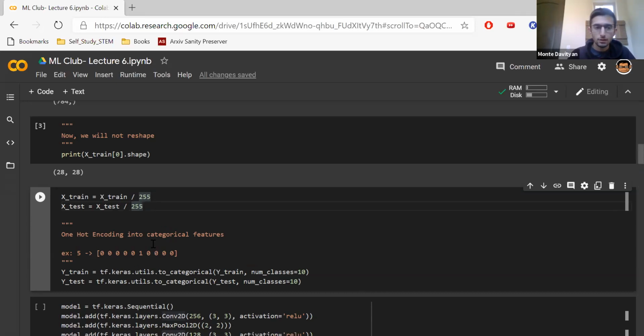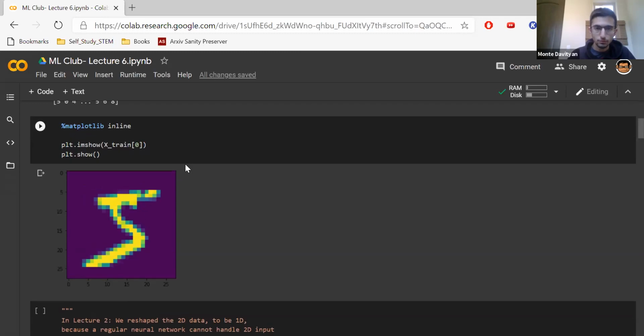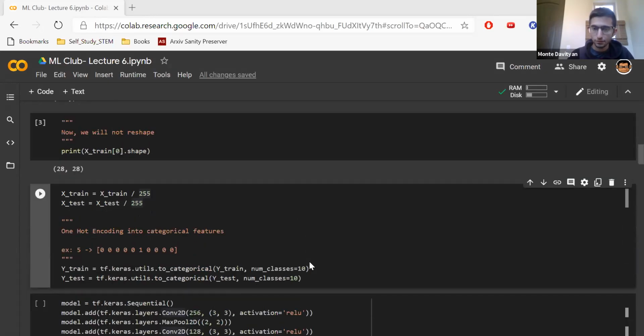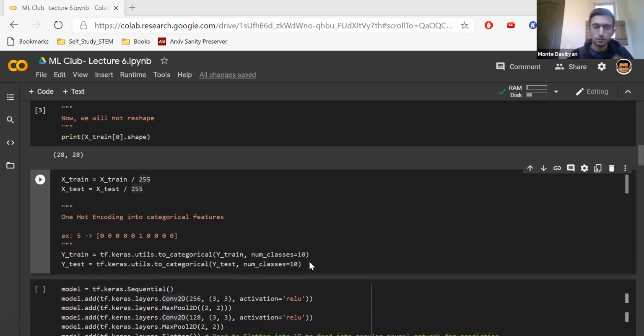Our task is we have this image and we want to determine what the image is. Is this a 5? Is this the number 0? In this case, it's the number 5, and so we want to classify this image to be the number 5. So it's a classification task. We have 10 different classes, 10 different labels. It could be a 0, it could be a 1, all the way to 9. And so we have 10 different labels.